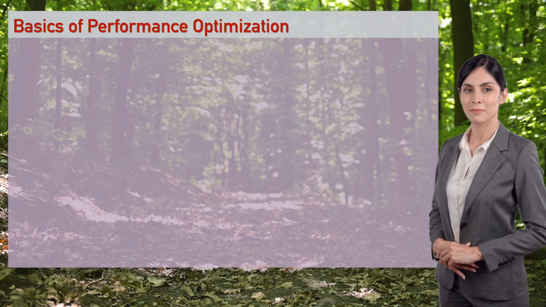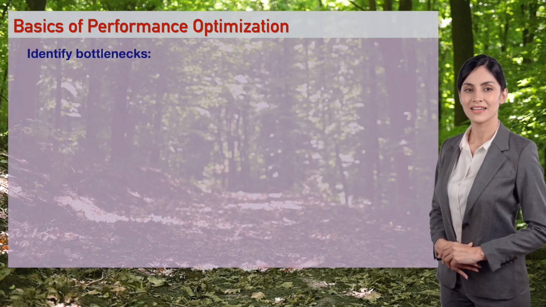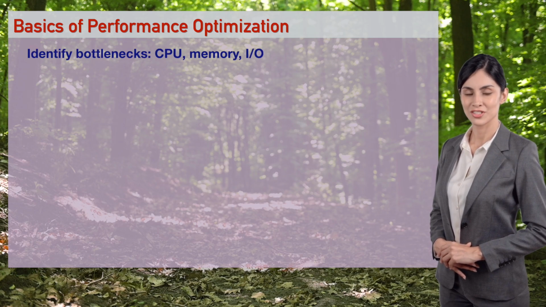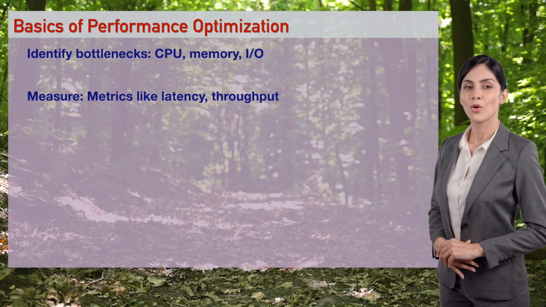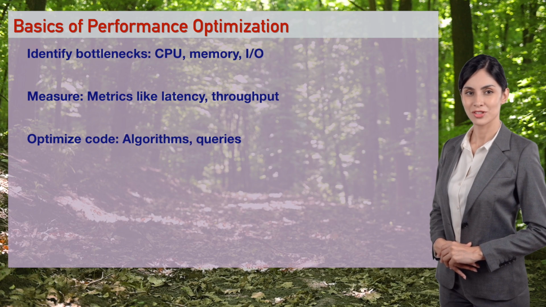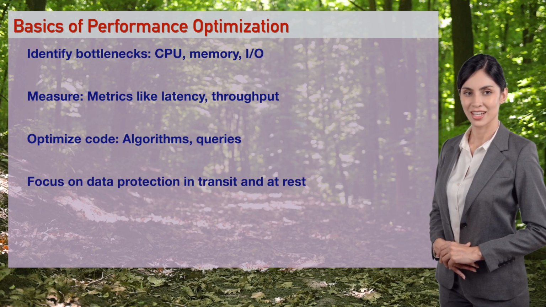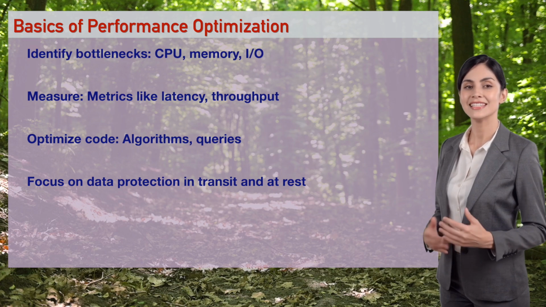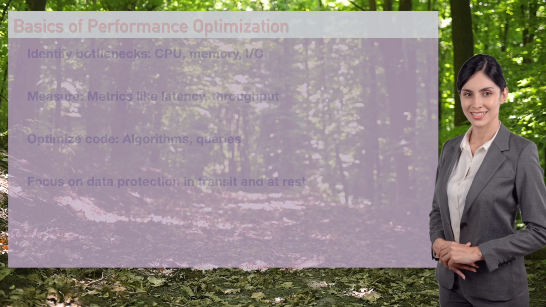Basics of performance optimization. Start by identifying bottlenecks in CPU usage, memory allocation, or I/O operations through profiling. Measure key metrics such as latency for response times and throughput for requests handled. Optimize at the code level with efficient algorithms or query tuning. Leverage tools for continuous monitoring and in-depth analysis to guide improvements.